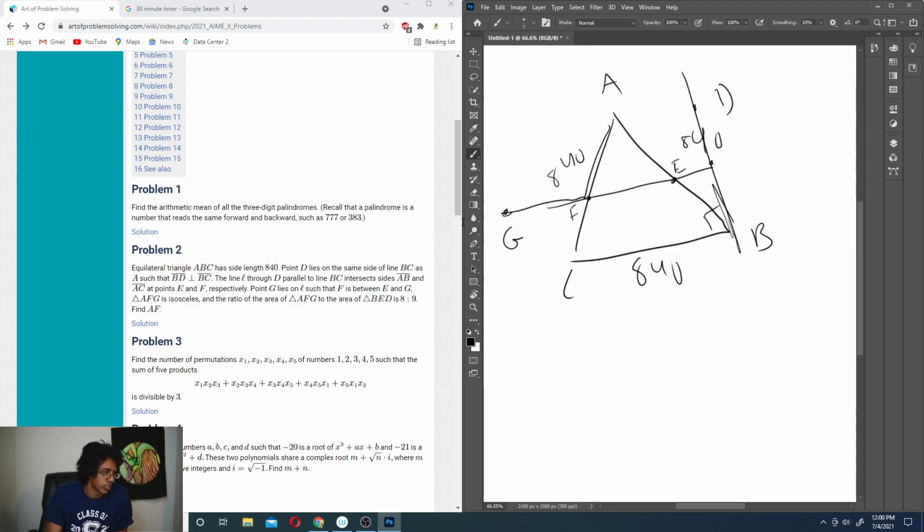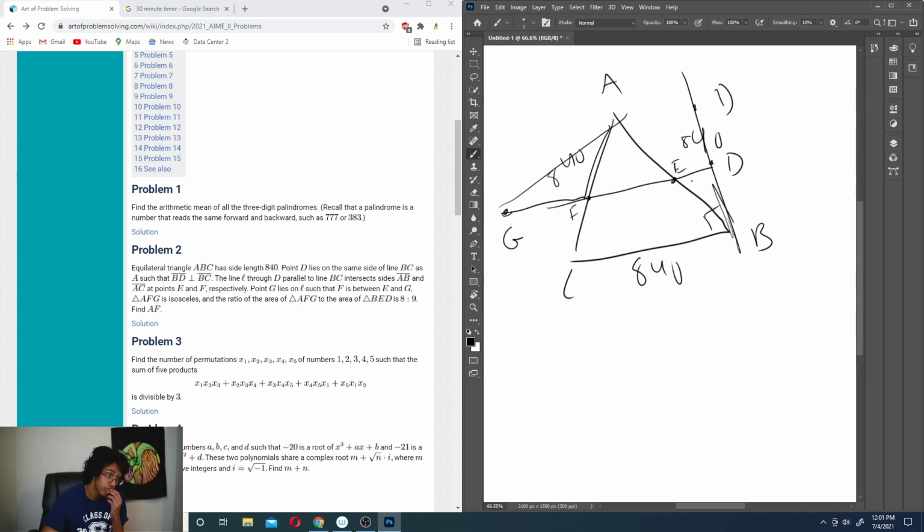And then we got the ratio of the area of AFG to the area of BED. Or BED. Alright, so this is D. 8 to 9. So we want to find AF. Alright, well that was a long problem to read, but that's okay.